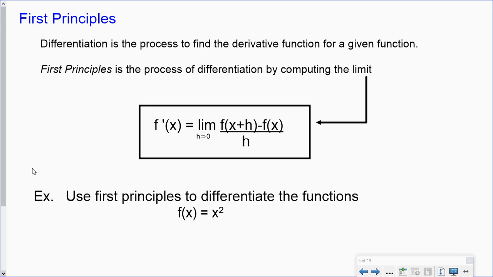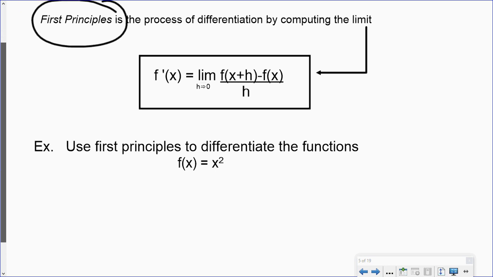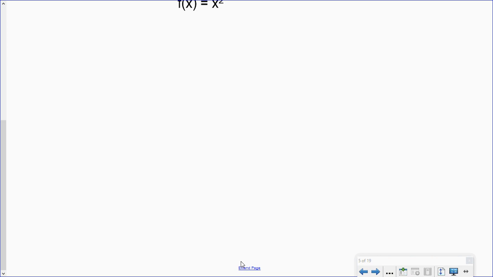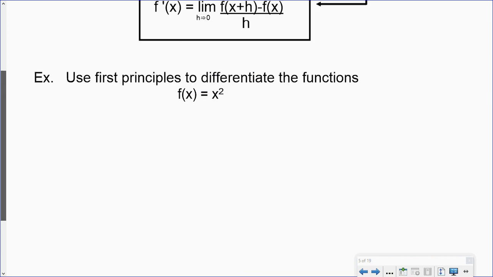We've been doing this. We did this in the last chapter a couple of times, and we're going to start on working on this right now. So finding a derivative, or differentiation, is the process of finding a derivative of a given function. First principles is the process of computing the following limit. So I'm going to find the derivative of this function here. Let me just extend this a little bit and start on this.